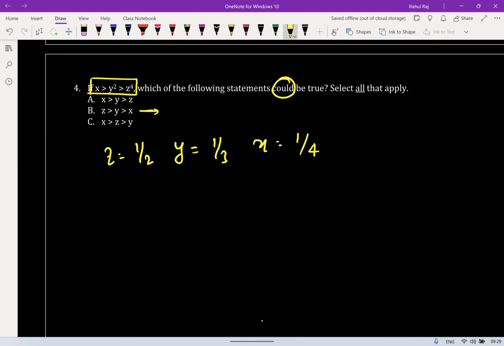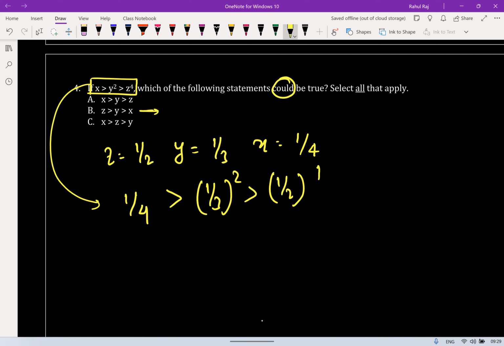Now check here. Can I say my condition given in the question is sufficing or not? Because 1 by 4 is greater than Y squared, that is 1 by 3 squared, and this is greater than Z to the power 4, that is 1 by 2 to the power 4. That is 1 by 4 is greater than 1 by 9 is greater than 1 by 16. Agreed? Okay, it suffices.